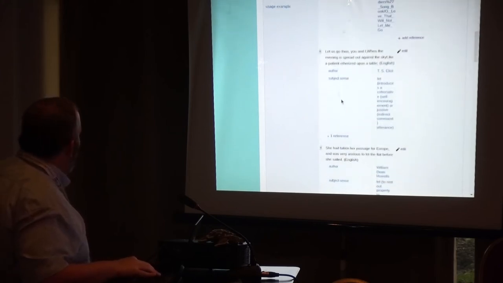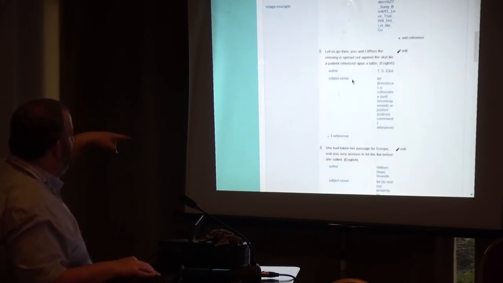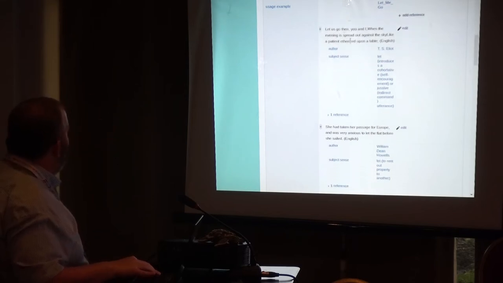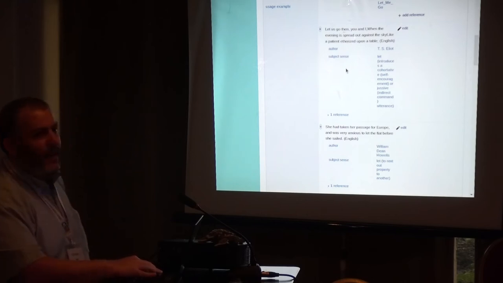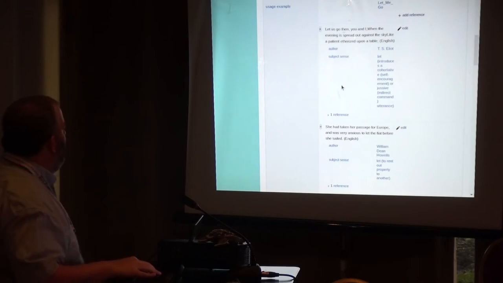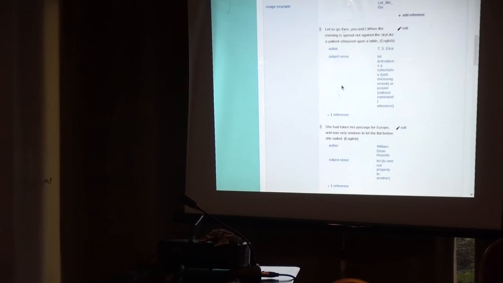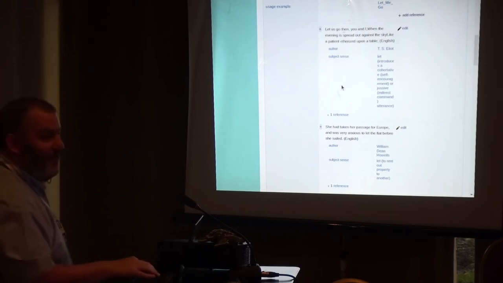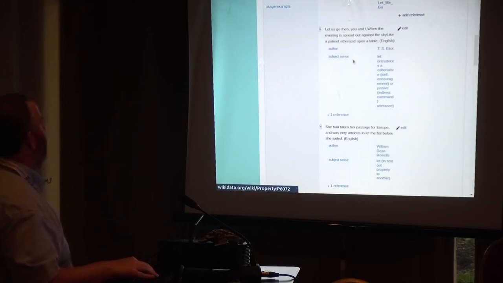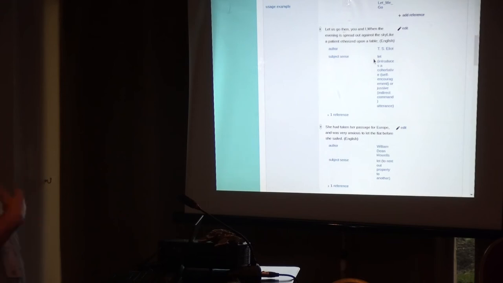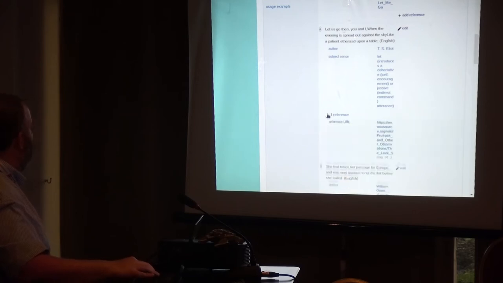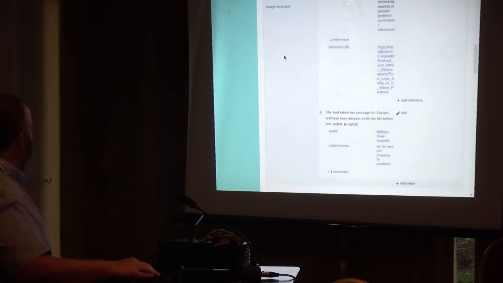And here's another, so this is another value of the usage example property, so it's another usage example. This one is, let us go then, you and I, when the evening is spread out against the sky like a patient etherized upon a table. This is the opening of a poem by T.S. Eliot that I like, so that's why I used it. But it's also an illustration of let in the sense of introduces a self-encouraging sentence, etc., right? That third sense. And of course, this is also sourced to Wikisource where that poem exists.